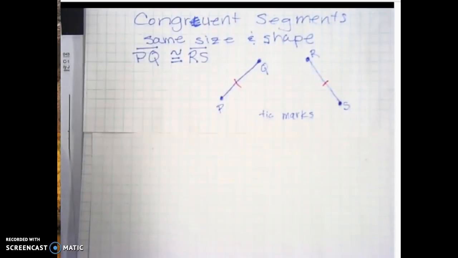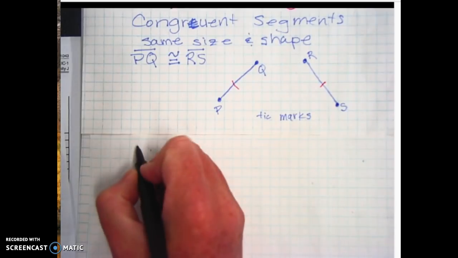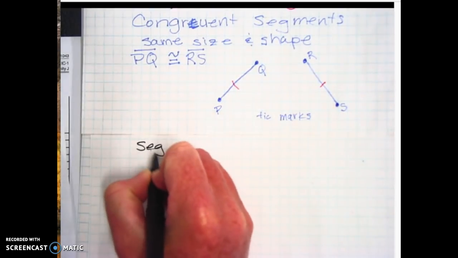I'm going to move this up. You'll see it in just a second. If you're still writing, you'll see it. There it is. All right, so we have the ruler postulate. Now we're going to talk about the segment addition postulate.